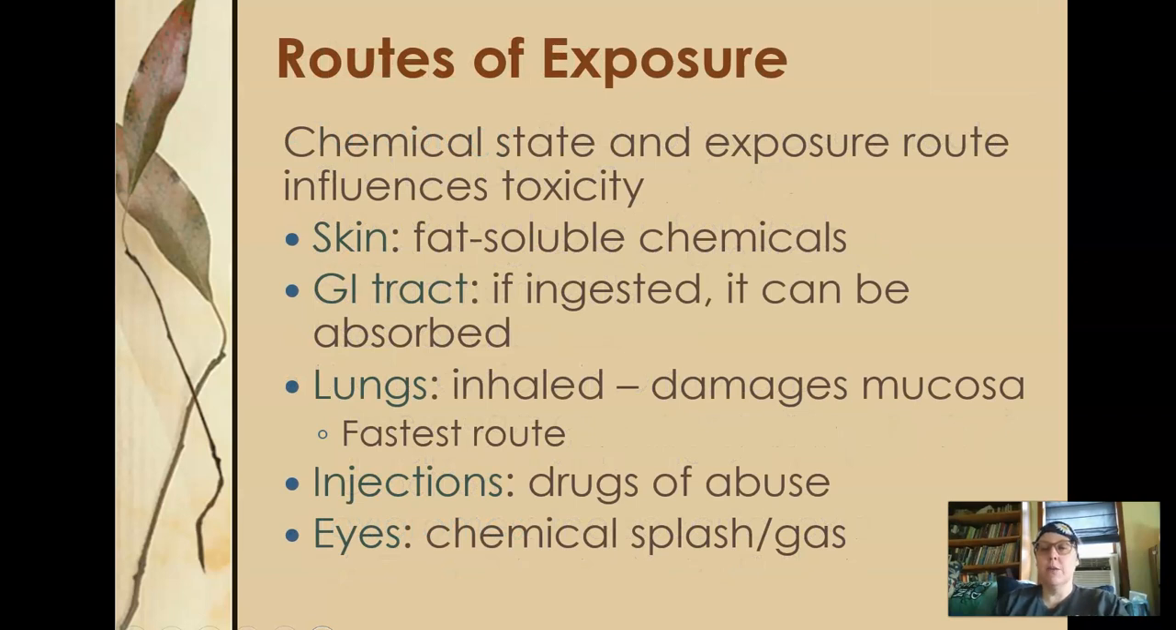All right, so how do we get exposed to chemicals? There are several things that influence this. The chemical state of the toxin is going to determine whether it is toxic or not, and the exposure route does influence the toxicity. So, for example, for the skin, you would be more worried about fat-soluble chemicals because water-soluble ones would just be repelled by the skin, because the skin has a lot of fat-soluble molecules there. And so you'd be more prone to having issues with fat-soluble chemicals.